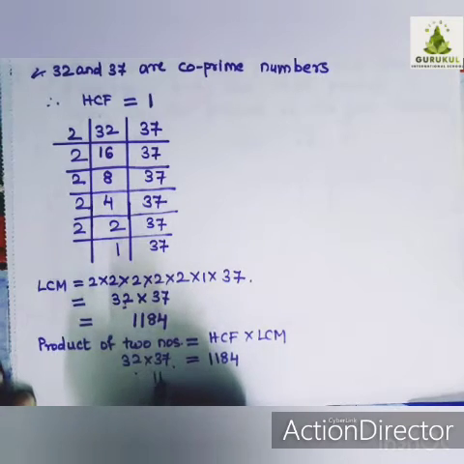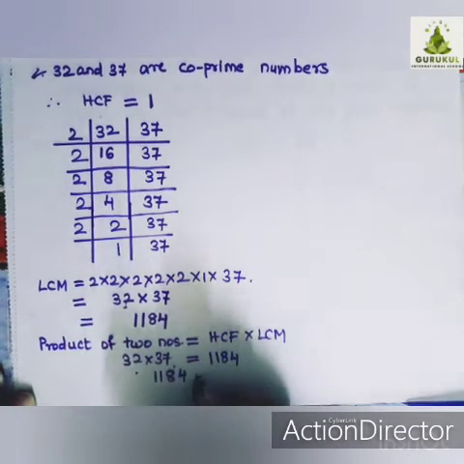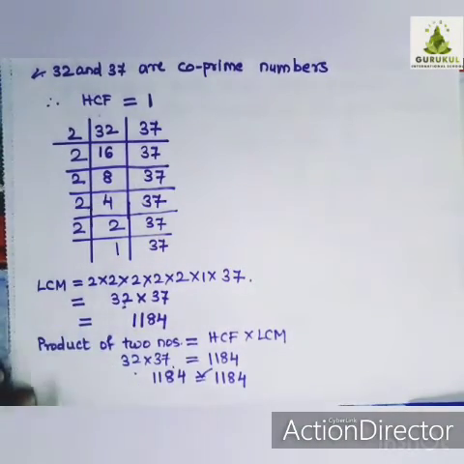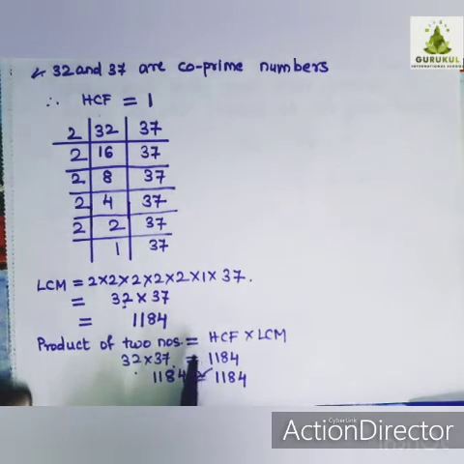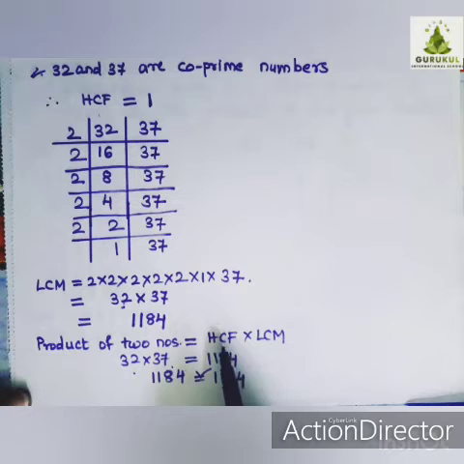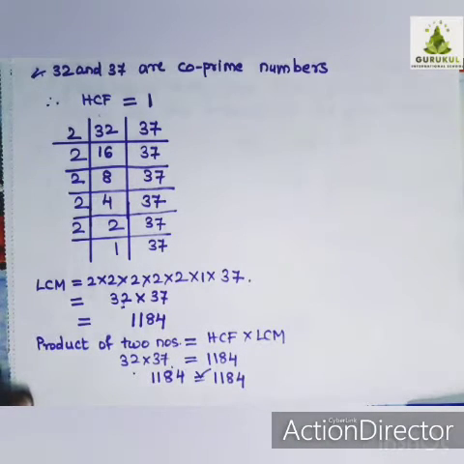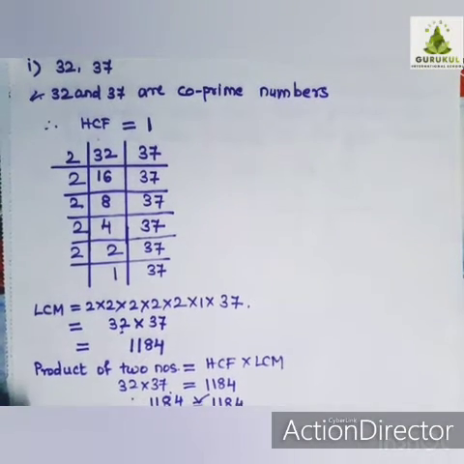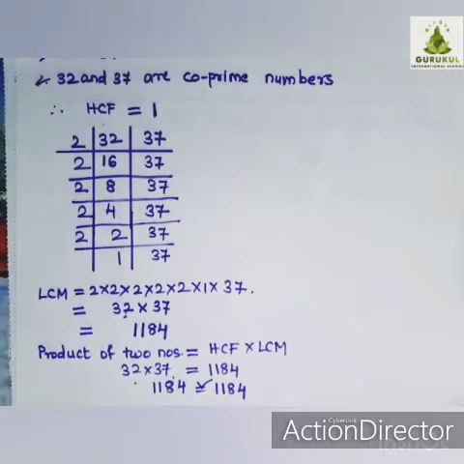So how about we can write 1184 is equal to 1184. Means we have proved, or we have seen the property, that product of any two numbers is always equal to the product of HCF and LCM. So this is how we have to find out the product of two numbers, and this way we have to solve this. Okay, now let's see the second sum.